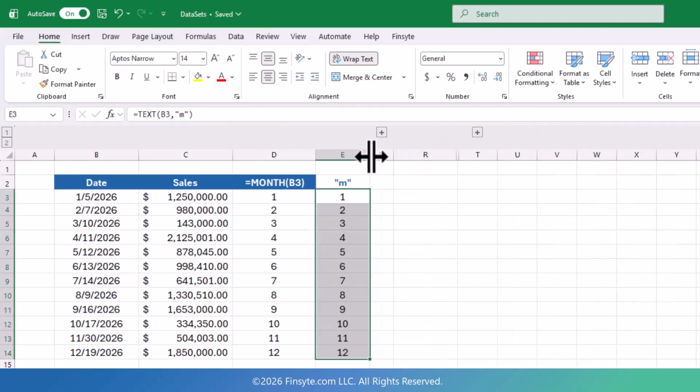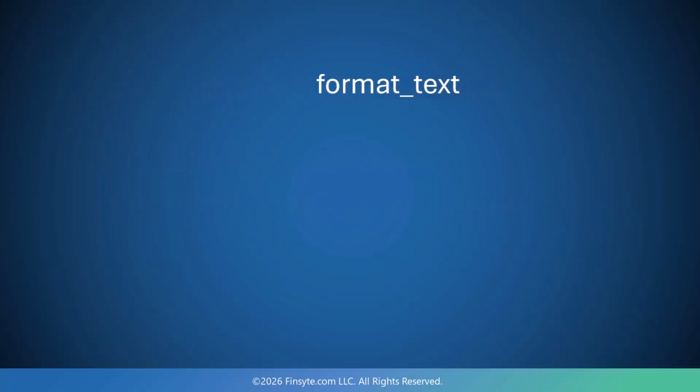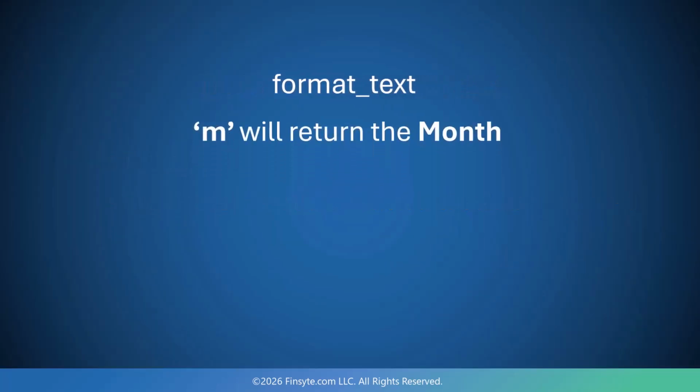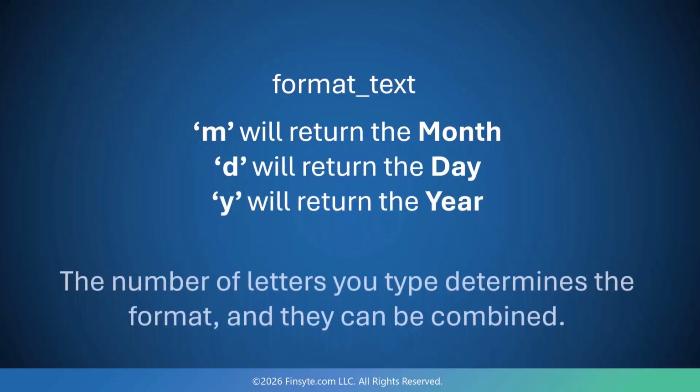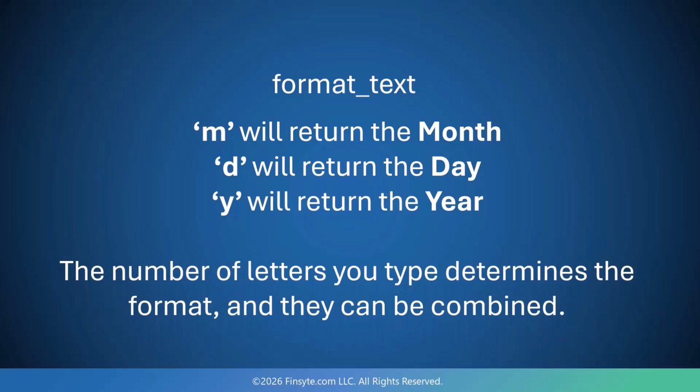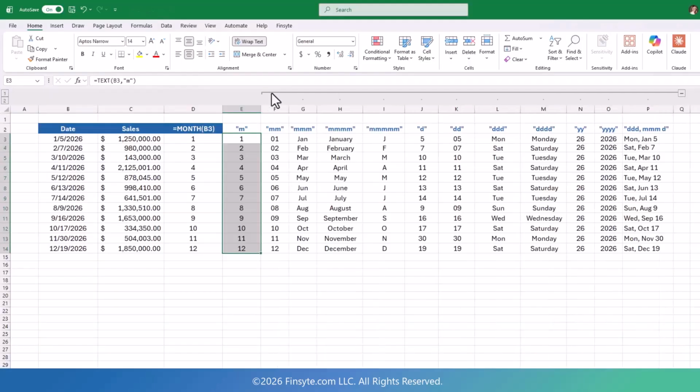So let's take a closer look at the formatting of the text function. For dates, M represents the month, D represents the day, and Y represents the year. The number of letters you use determines how that value is displayed. For example, you can see the different variations of each format here. And in column P, those formats are combined to create a more specific customized output.